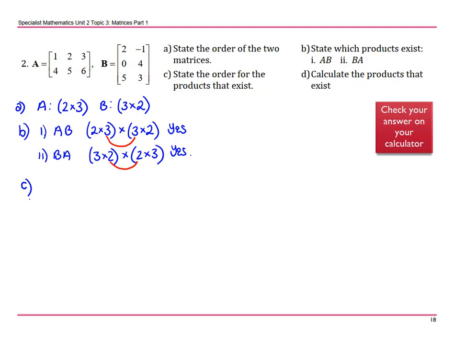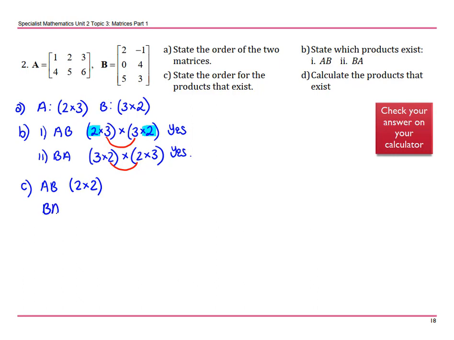Part C, state the order for the products that exist. So for AB, we're looking at the outer two numbers, so it'll be a 2 by 2. And for BA, you're looking at the outer numbers, so it'll be a 3 by 3.